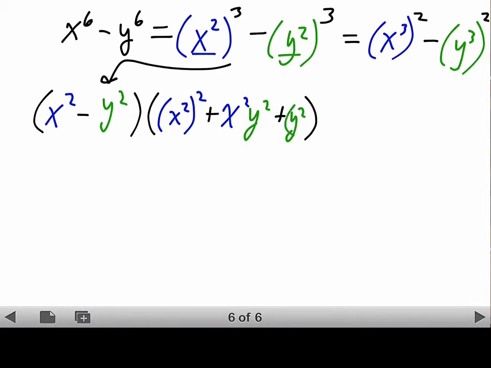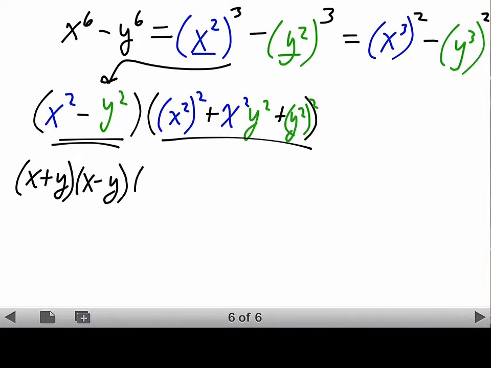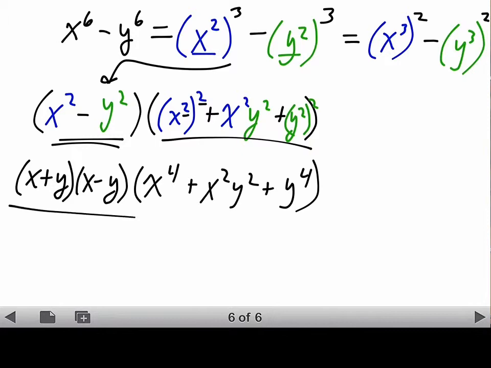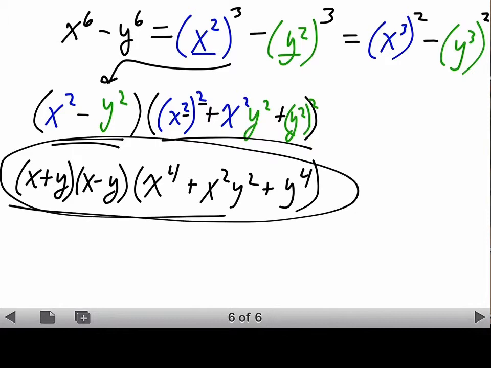Plus y squared squared. Now I can simplify in the second set of parentheses, but I can further factor in the first set of parentheses. I'm going to do both those things in this next step. X squared minus y squared factors into x plus y times x minus y. And then in the bigger set of parentheses, x squared squared, we'll multiply exponents, gives us x to the 4th, plus x squared y squared, plus y to the 4th. That would be a sufficient answer as far as I'm concerned.